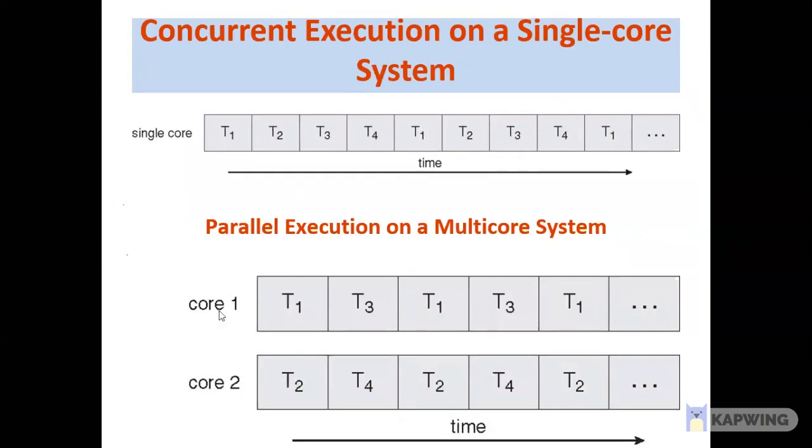While in multi-core, simultaneous execution is possible. Take core 1 and core 2. T1 is executing on core 1 while T2 is executing on core 2. Then T3 on core 1, T4 on core 2, and again T1, T3, and likewise it will continue. So this is multi-core: more than one processor executing simultaneously.